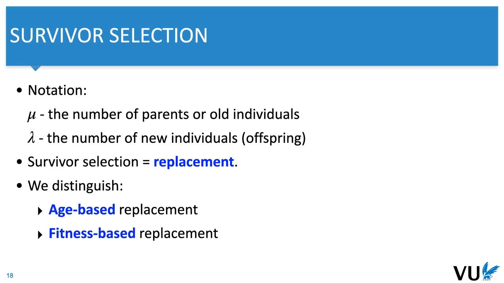Right. So here is a simple notation, because it's used in many papers and books. By mu we mean the number of parents or old individuals, and by lambda we denote the number of new individuals, or so-called offspring. And survivor selection is just replacement. All right, and we distinguish two kinds of replacement. First, so-called age-based: after some generations, some individuals die anyway. Or fitness-based replacement. So we just look at the fitness function and we proceed.